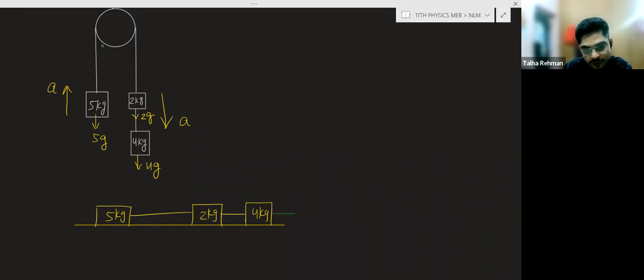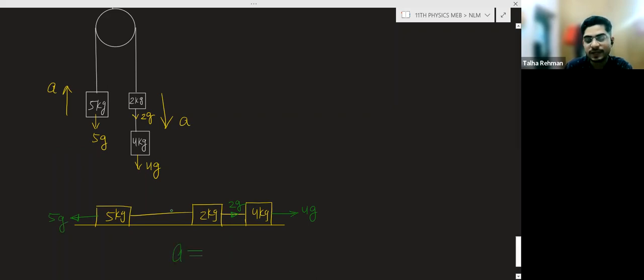So on this 4 kg there will be a force of 4g in this direction, on this 2g there will be a force of 2g. I am not saying this is the reality, I am just saying that this is the trick. Okay, and on this a force of 5g will be there. You want the net acceleration, na?